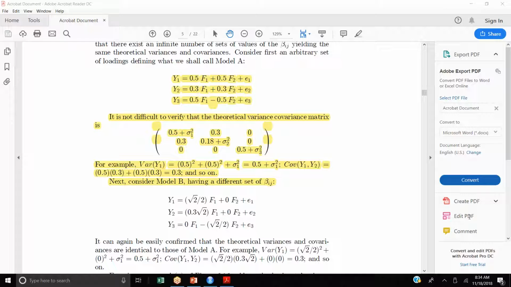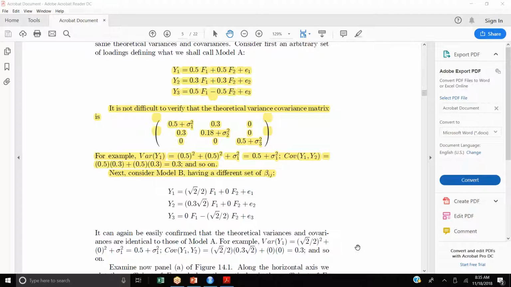Everybody with me? Yes, sir. IOA, please type. So far, so good. IOA, Prashant. Yes, sir. Very good. Thank you. Okay, thanks.